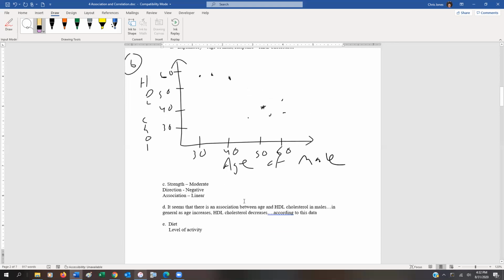Hopefully this gives you a good overview as to what bivariate data is and how we can use a scatter plot to analyze it. In the next section, we're going to start putting numbers to these types of scatter plots. And we're really going to see what we can do to give a more precise explanation about the strength, direction, and association of a scatter plot.